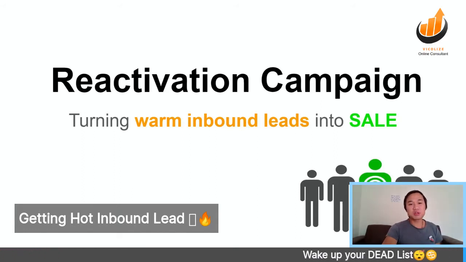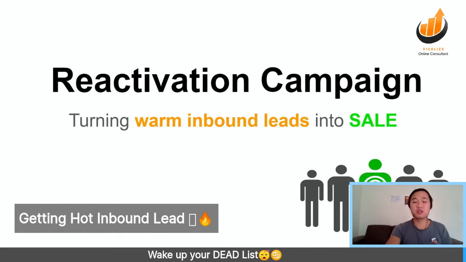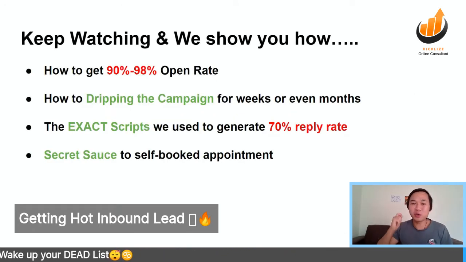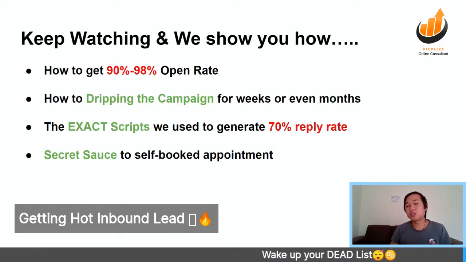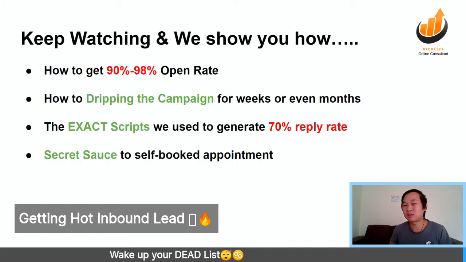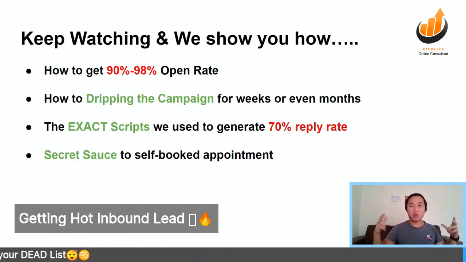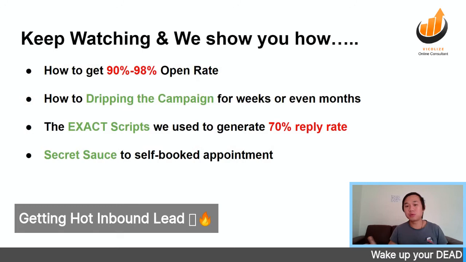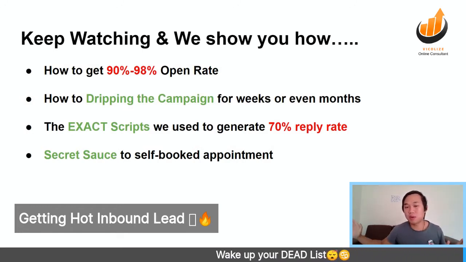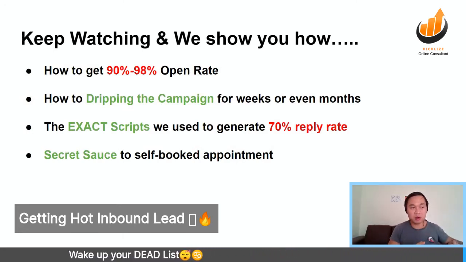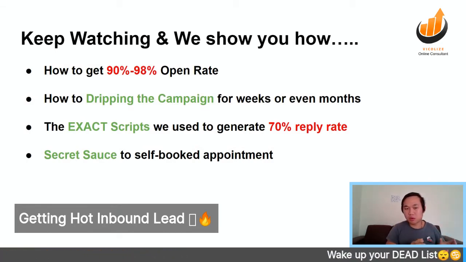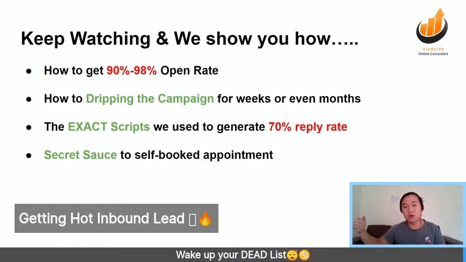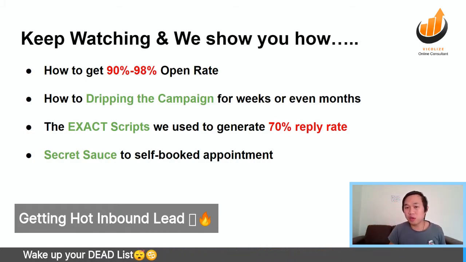Let's go. So if you keep watching this till the end, we're gonna show you how we can get 80 to 90% open rate on our campaign, right? And then we're gonna show you how to drip this campaign for weeks and months, right? Because let's say if you have 2 to 4,000 contacts, you probably don't want to broadcast to all of them at once, right? You probably want to batch them into groups of 100 or 200, so you can drip them out for weeks and months. So the second reason for doing that is also to split test your message and your copy.